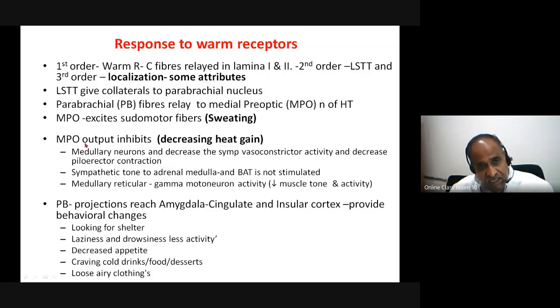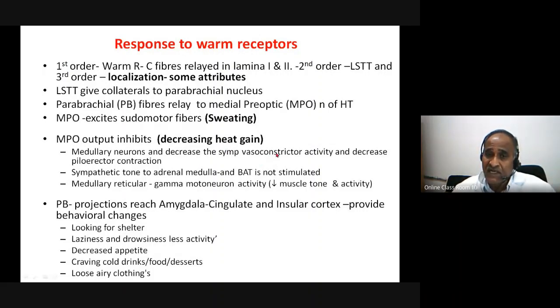Now, at the same time, the medial preoptic nucleus inhibits what? Medullary neurons, and decreases the sympathetic vasoconstrictor activity and piloerector contraction. That means it inhibits the vasoconstrictor activity and the piloerector contractions. So there is no vasoconstriction, no piloerection. That means there is no heat production. This again facilitates the heat loss mechanism, because for sweating you need not have the blood supply restricted.